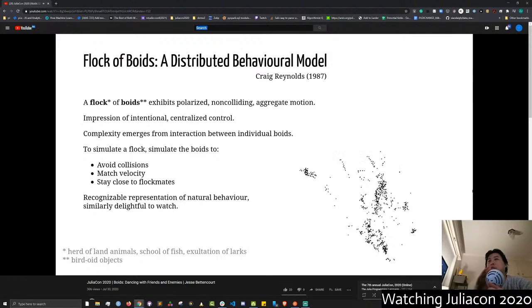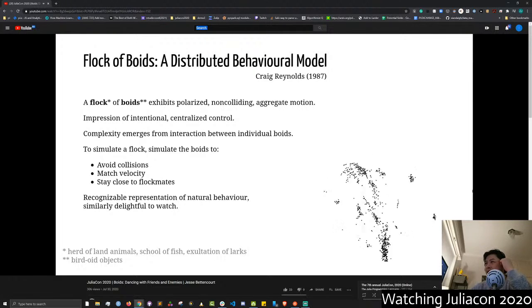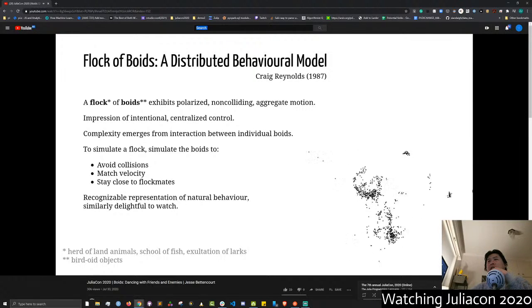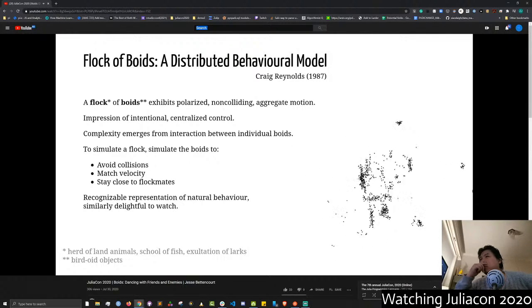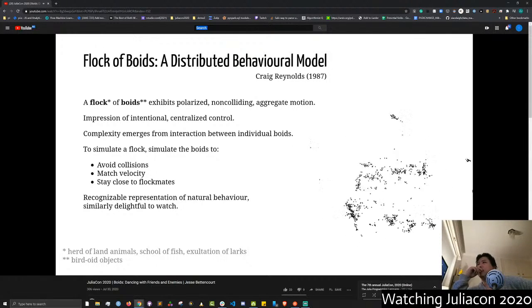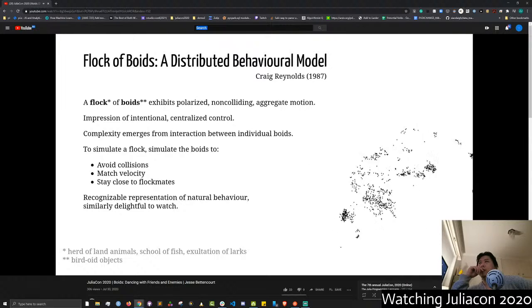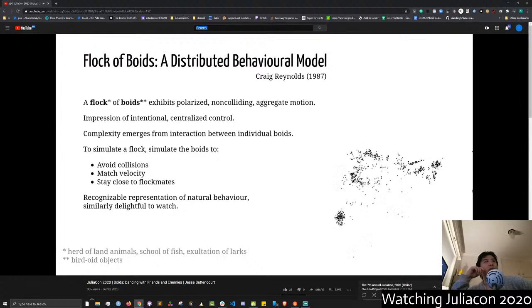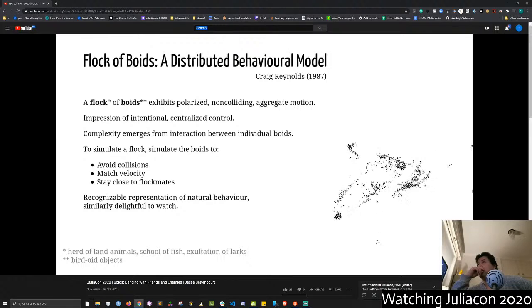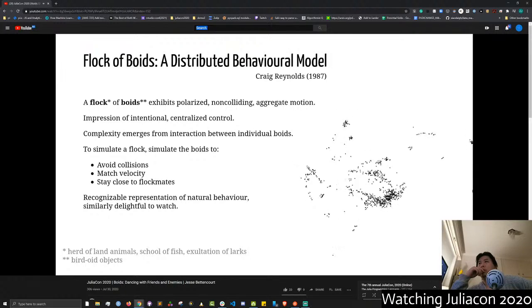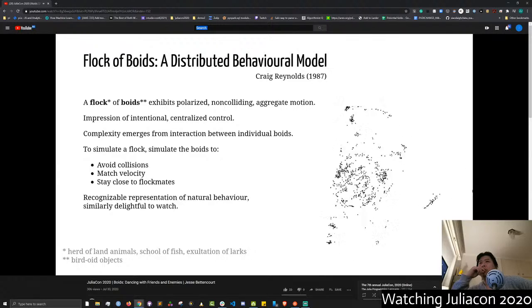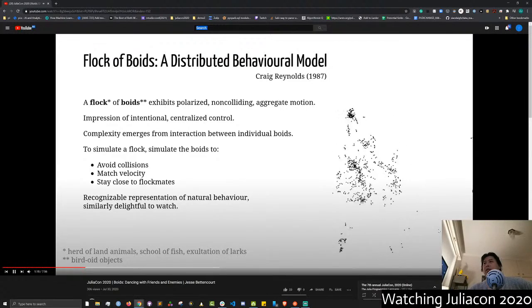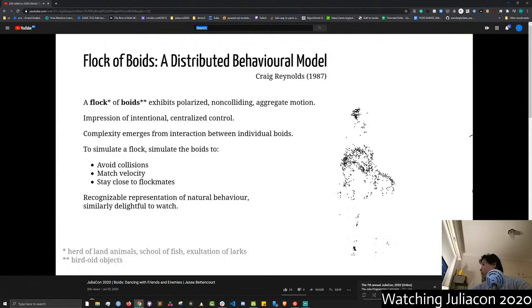This gives the impression of intentional, centralized control for the flock. But this is actually emergent complexity from the interaction between individual boids. So, to simulate this complex flocking behavior, we only need to simulate the individual behavior of the boids, such that they avoid collision, match the velocity, and stay close to their nearby flockmates. This produces a recognizable representation of natural behavior, and it is similarly delightful to watch.